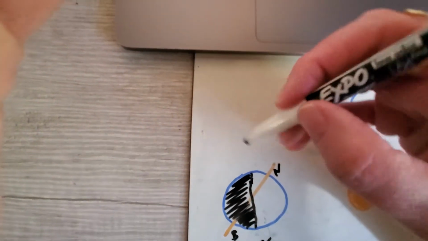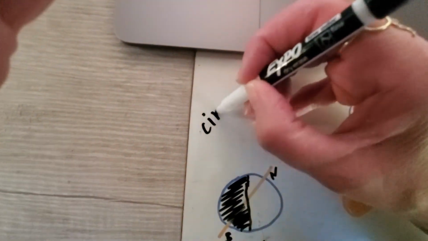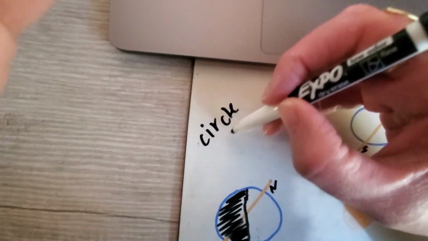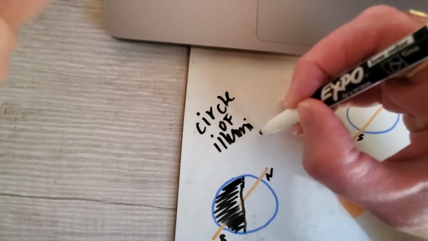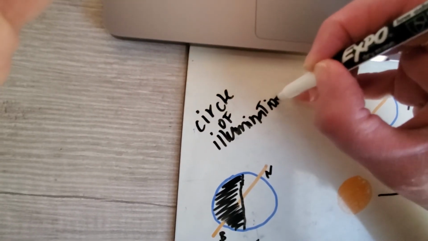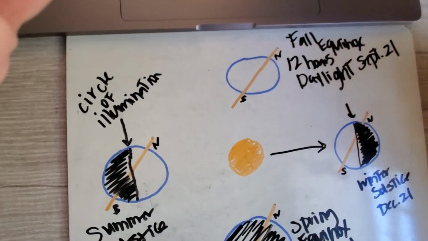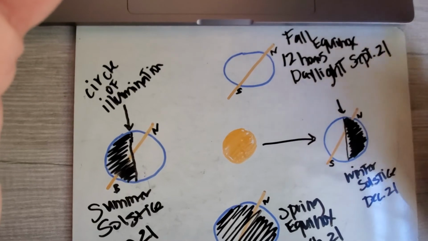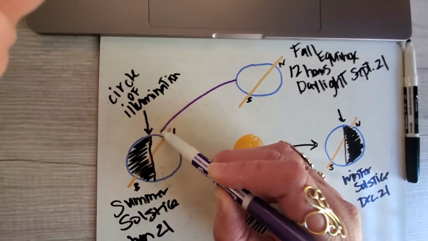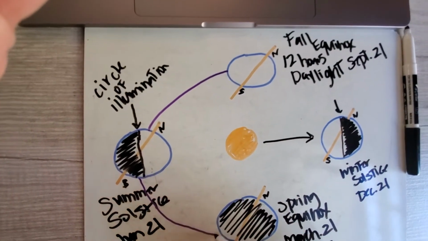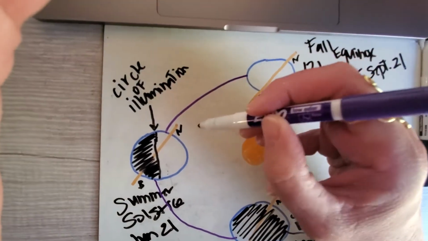Okay, also, this is called the circle of illumination. I want you to make sure you put all this on your diagram. That is this right here, that imaginary line. Okay, and then there's one more thing I want you to add. It's the path the Earth follows. It's called the plane of the ecliptic. That's what I'm drawing here in purple.